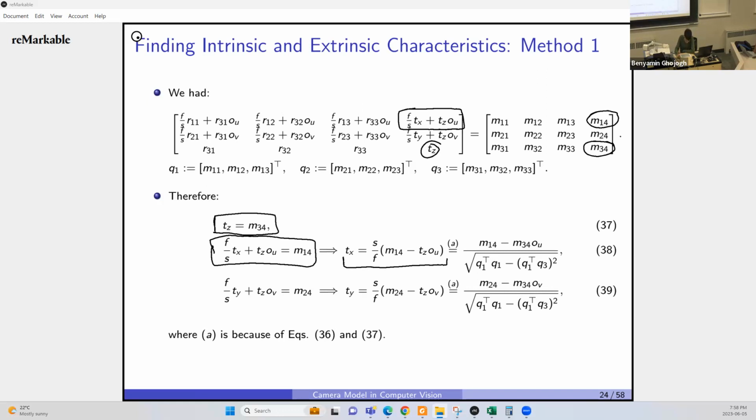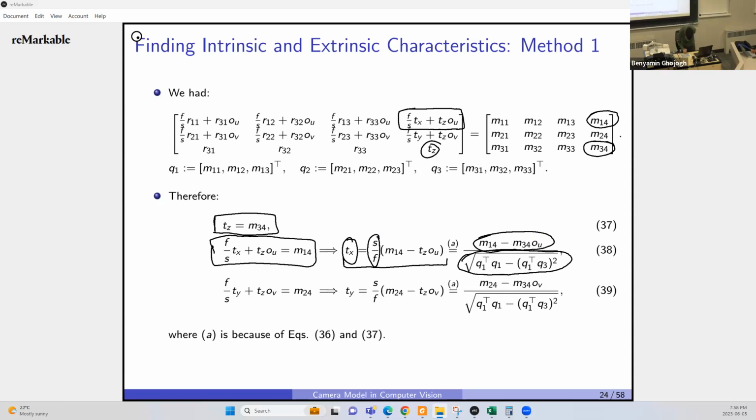Okay. Now, what do we have? We already found F over S. So S over F is its reciprocal. I put it in the denominator. I'll also have this. M14 and M34 are known. OU, we found it in the previous slide. So we calculated what? Tx. What is Tx? One of the extrinsic parameters, right? For translation.